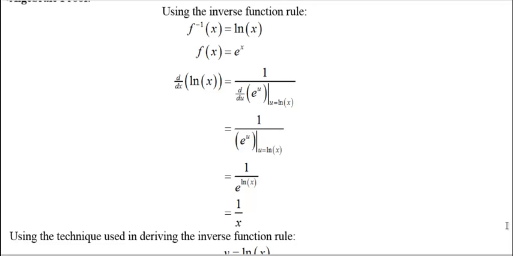But remember that when the base of the logarithm and the base here of the exponential are the same, which they are here, they undo each other. They're inverse functions, so they cancel out. And so you just get 1 over x for the answer.